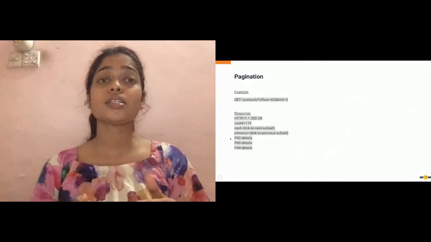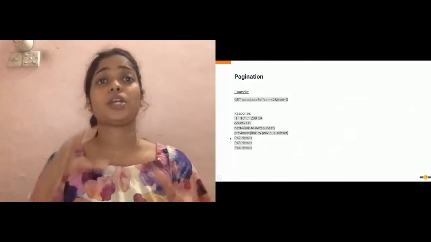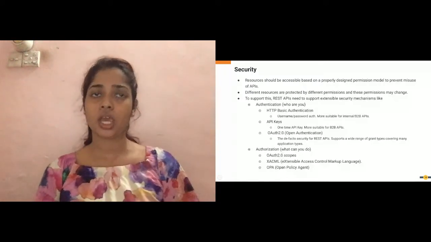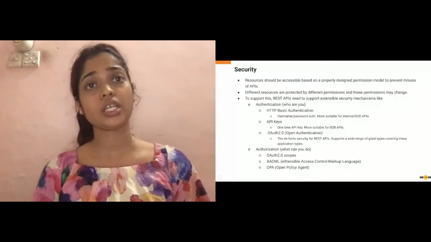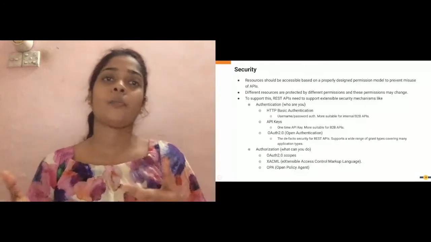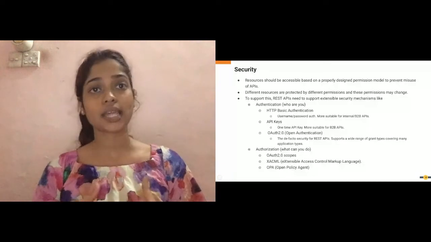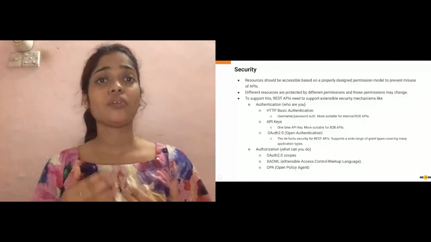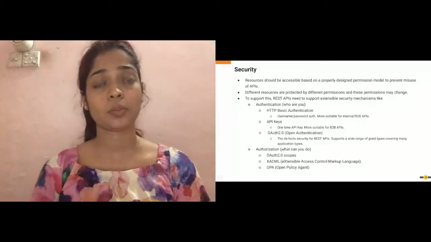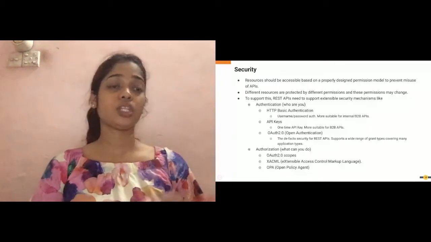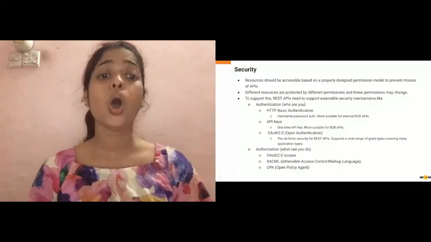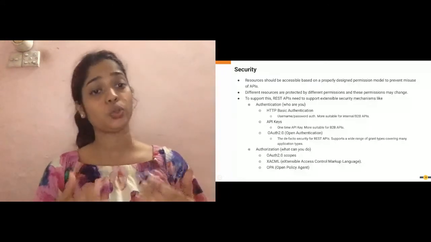There are a set of users who need special permissions to add new products or update existing product information. And there's a different set of users who will get the permission to delete customers, for example, those who have a bad credit standing. To support all of these things, REST APIs need to support an extensible security mechanism. If you look at security, it's of two types: authentication, which defines who you are, and authorization, which defines what you can do.